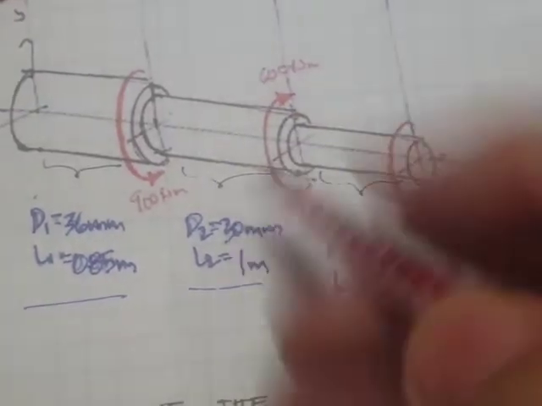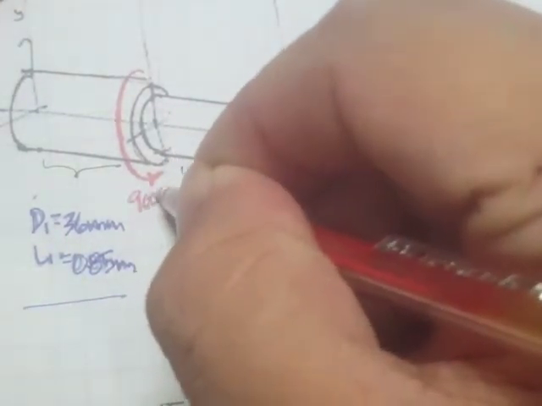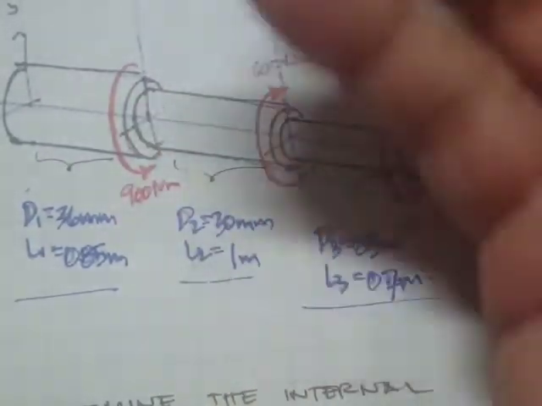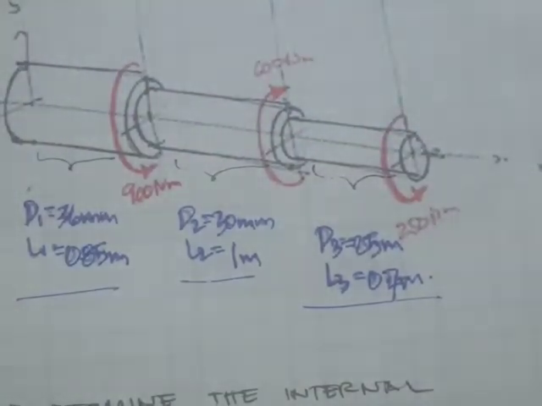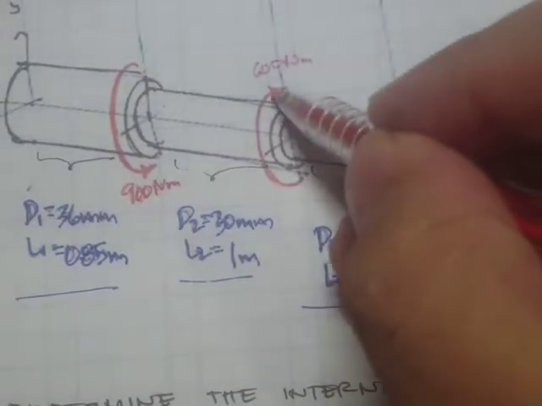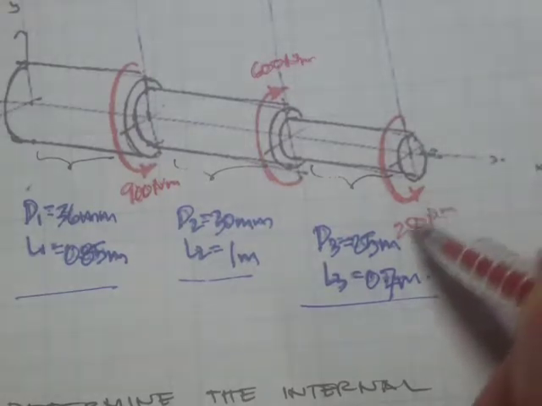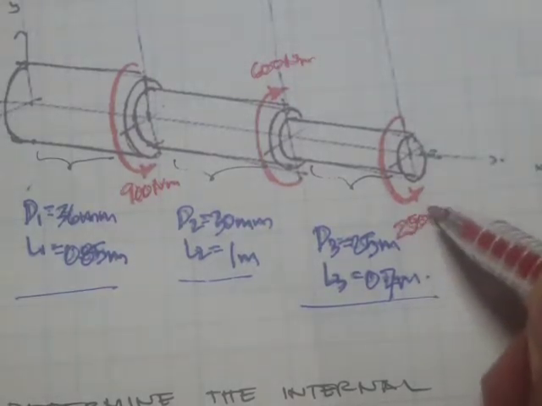Now for the torques, we have 900 Newton meter right here, and this is positive because we are following the right hand rule. This one is negative, and this is 600 Newton meter. And right here, I think this is 250 Newton meter.